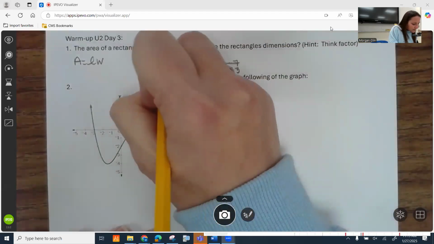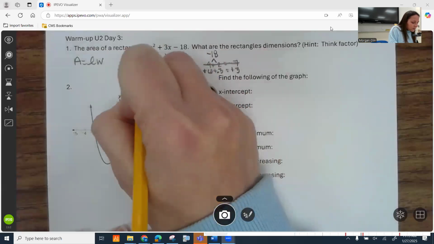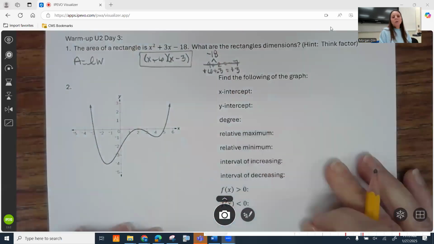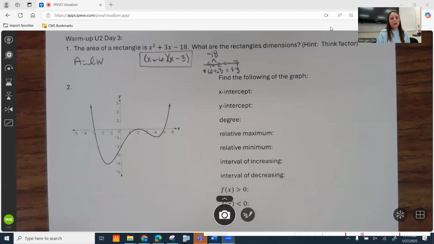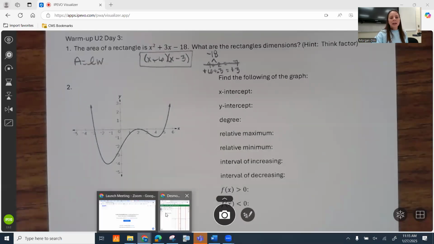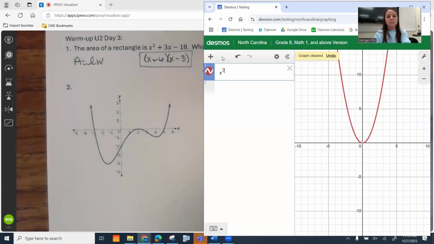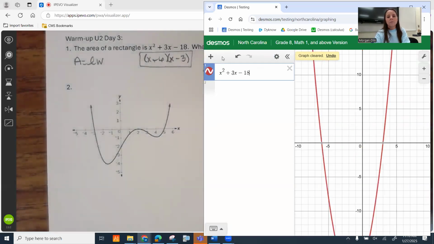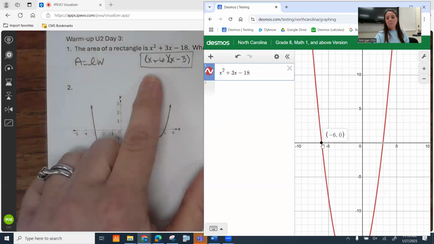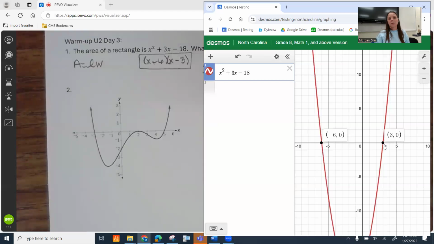So +6 and -3. These are the 2 dimensions of our rectangle. We don't know which one's the length and the width, or base and the height, but we do know that these are our 2 dimensions. Again, we did take a look at this yesterday. If you do not know how to factor that by hand, you can plug this in and find the roots, the x-intercepts. So if -6 is an x-intercept, you're going to see x plus 6, think the opposite. And here, +3 is an x-intercept, think the opposite, x minus 3.